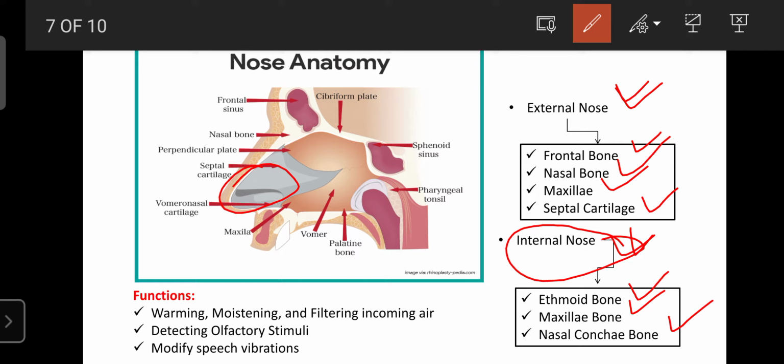Okay, so regarding the functions, the nose mainly plays an important role in warming, moistening and filtering the incoming air. It consists of the nostrils or nares. Those nares are helpful for filtering the incoming air, and the nose also produces secretions in the form of nasal secretions. That nasal secretion is helpful for moistening the warm air.